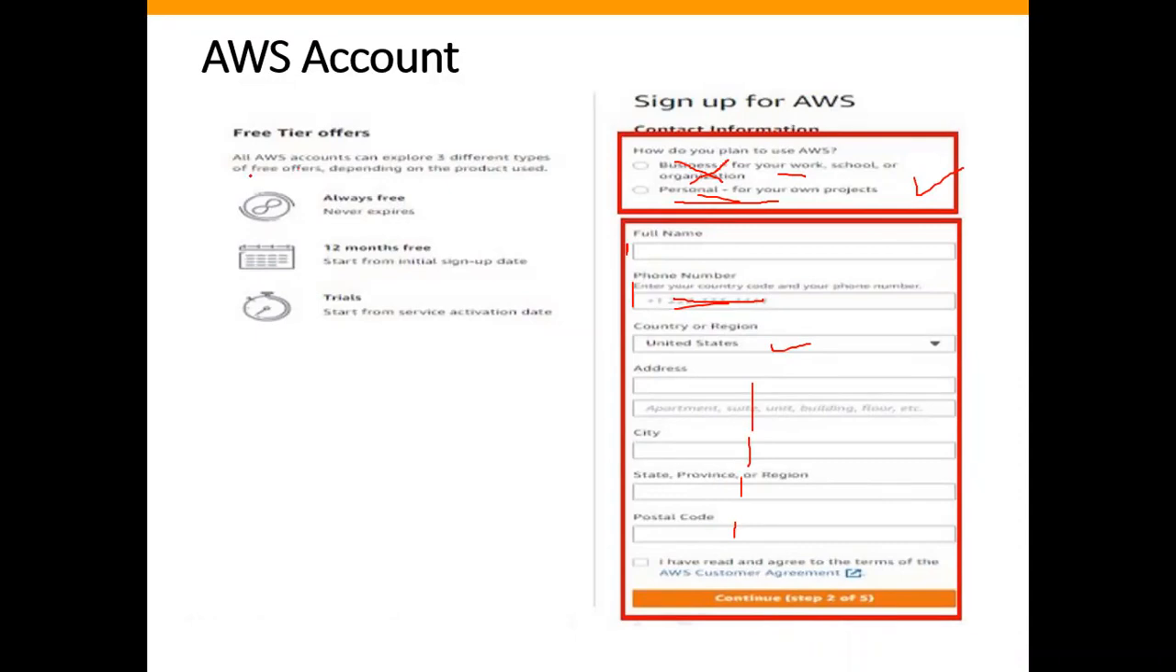And if you see here on the left side, the free tier offers. These 3 free tier offers we have discussed in our yesterday session. Some services are always free. Some services are only free for 12 months. A few services are for a trial period. So here we are getting those services' details.